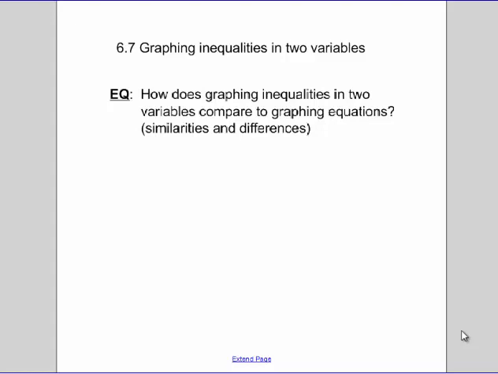This lesson is on graphing inequalities in two variables. The essential question is, how does graphing inequalities in two variables compare to graphing equations? When you answer this question, I want you to talk about the similarities and the differences between the two.